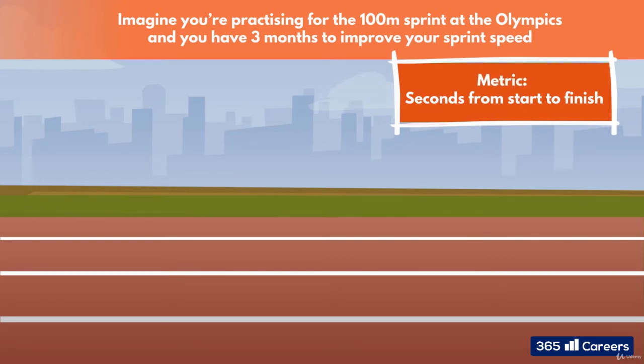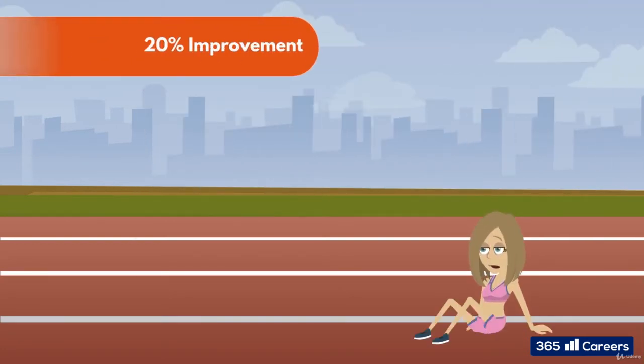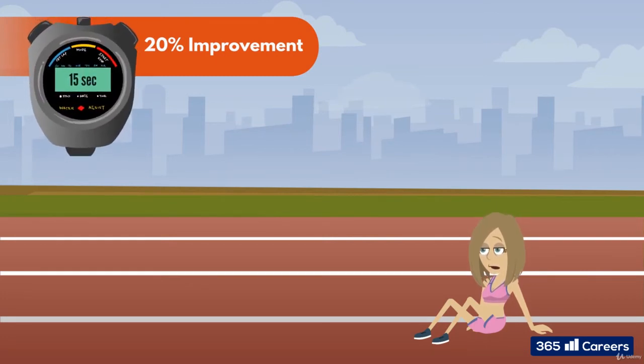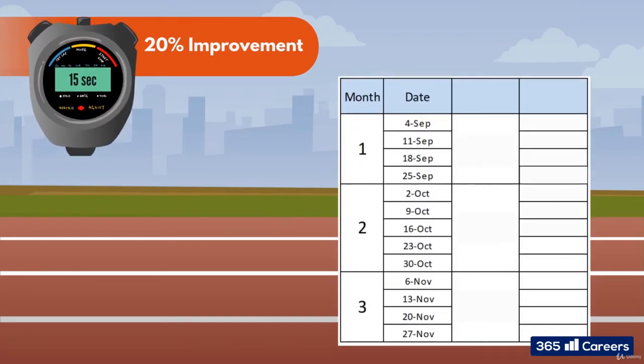Now let's say you want to improve by 20%. Currently you run at 15 seconds, so if you break it down month by month, after month 1 you want to be running at under 14 seconds, month 2 under 13 seconds, and month 3 under 12 seconds. That is your target. And now you have to have a plan.